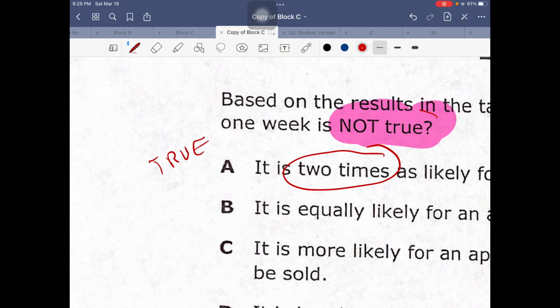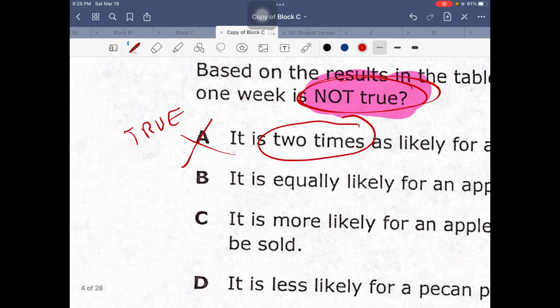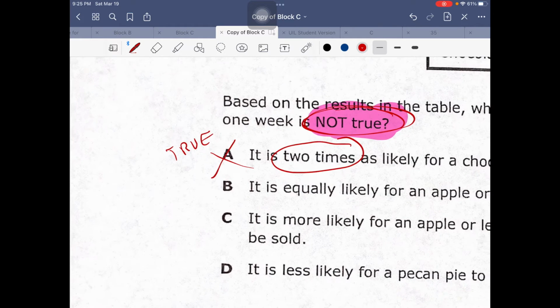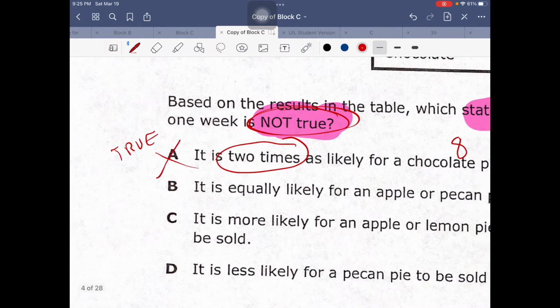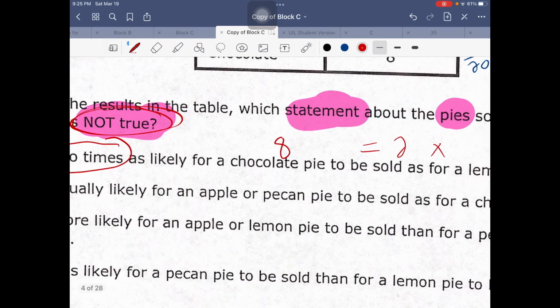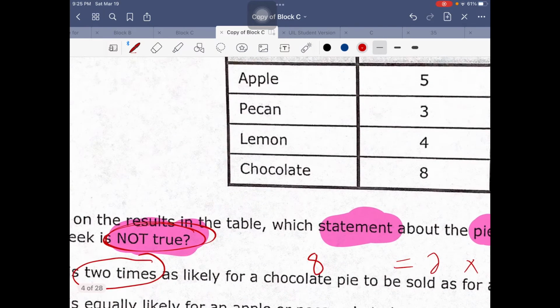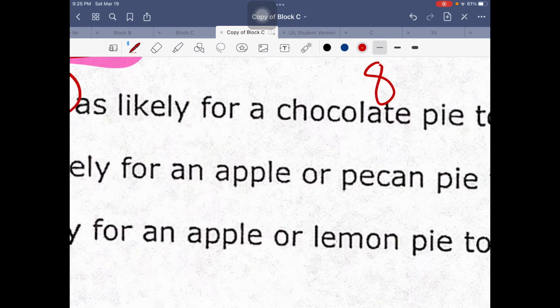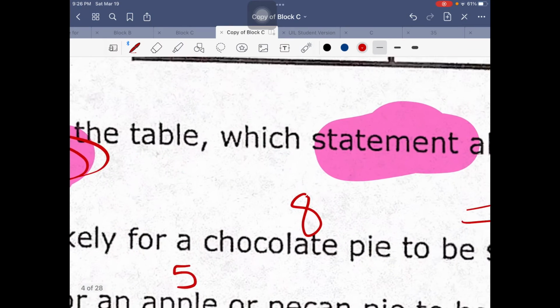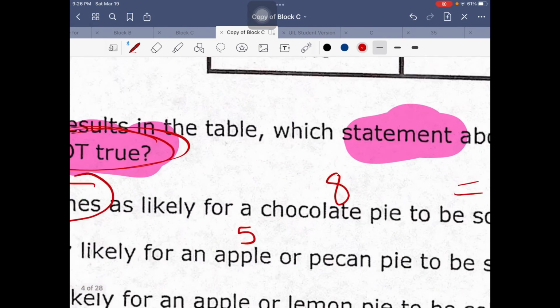But what are we looking for? Not true. So we're going to eliminate right away. Now, let's read B. It is equally likely for an apple or pecan pie. Apple. How many do we have for apple? And what about pecan pie? 3.